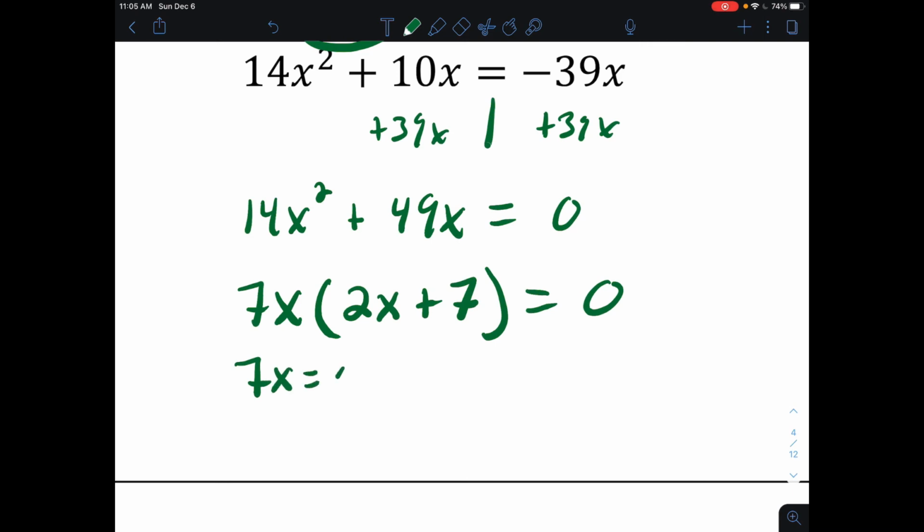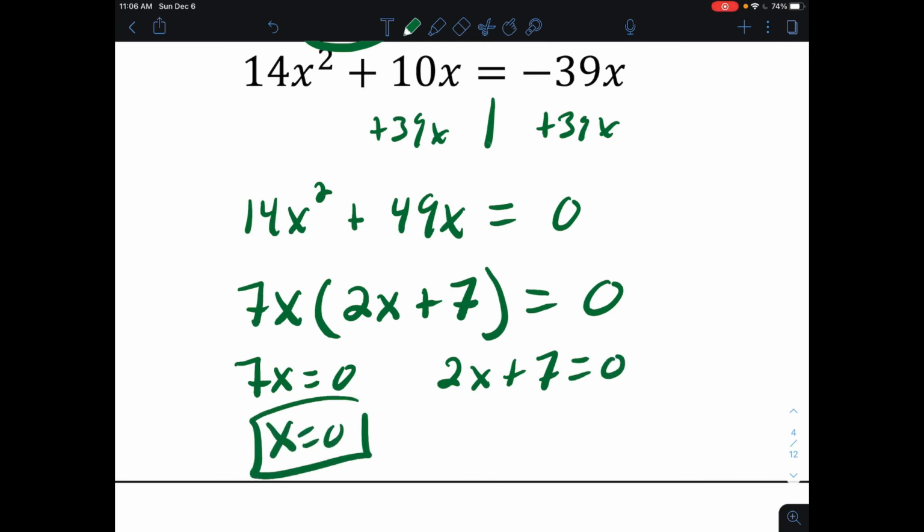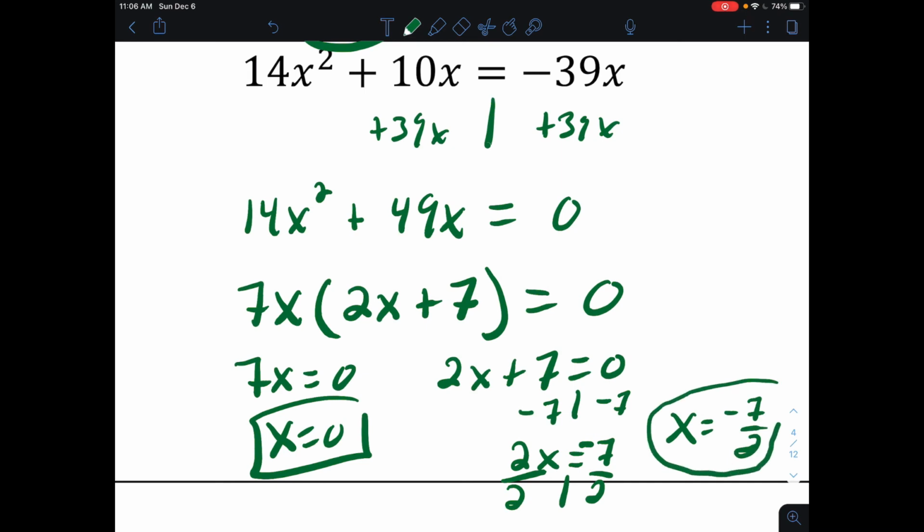And then we solve both of these for x. So I get 7x is equal to 0, and 2x plus 7 is equal to 0, and we solve, so we get x is equal to 0 for this first one, and then for the second one, we'd have to minus the 7. That gives us 2x is equal to negative 7, and then you would divide by 2 on both sides. You get x is equal to negative 7 over 2, which is the same thing as negative 3.5.